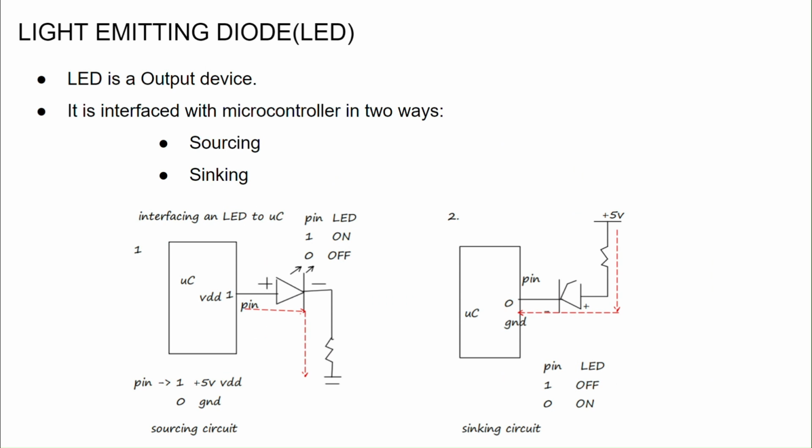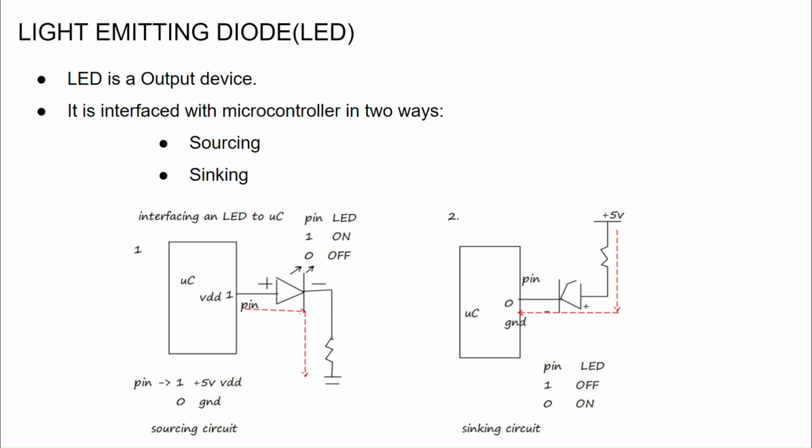Light emitting diode. This LED is an output device. It is interfaced with the microcontroller in two ways: one is sourcing and the other is sinking. In a sourcing circuit, when the pin is 1, it is connected to the VDD, and when the pin is 0, it is connected to the ground.